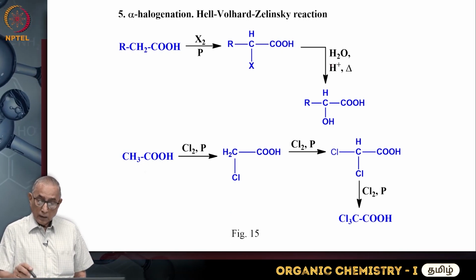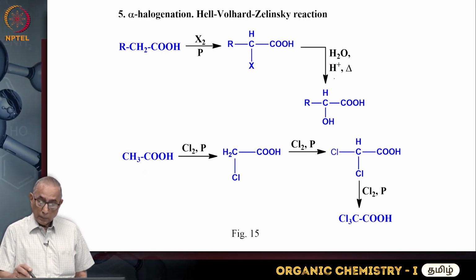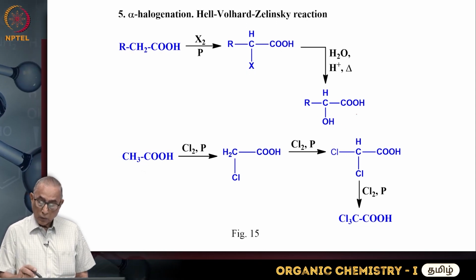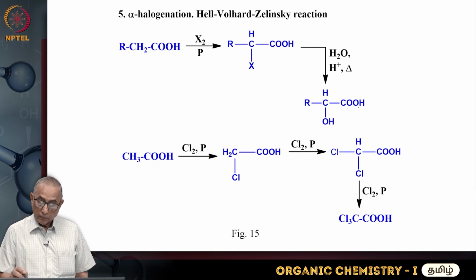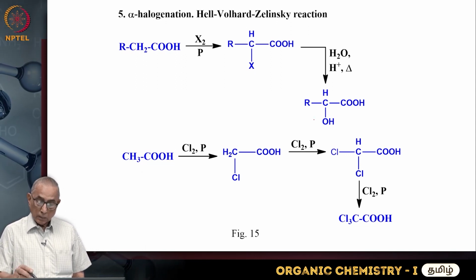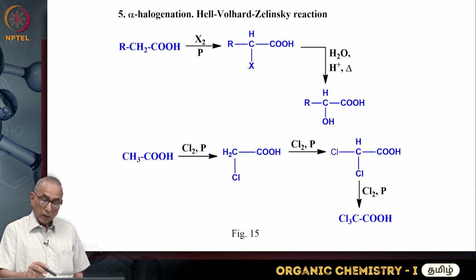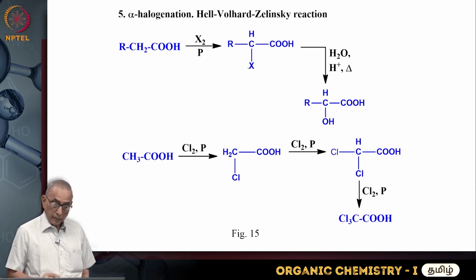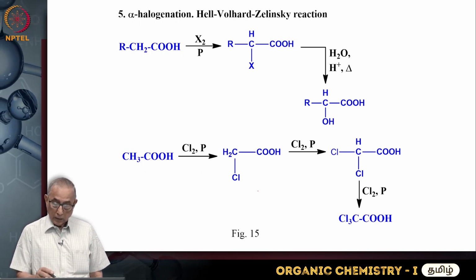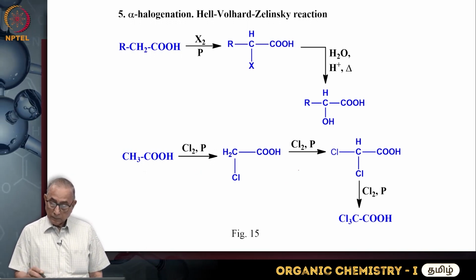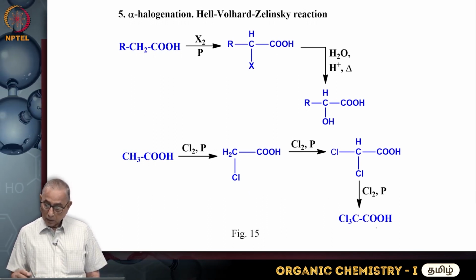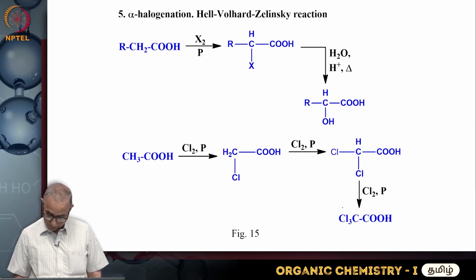If you react with water in the presence of acid, this C-X bond can be changed to C-OH. You have 2-hydroxy carboxylic acids. It is a method for preparing 2-hydroxy carboxylic acid or 2-halo carboxylic acid. If you have acetic acid with Cl2 and P, you get chloroacetic acid. More chlorine, you get dichloroacetic acid. More chlorine, you get trichloroacetic acid.